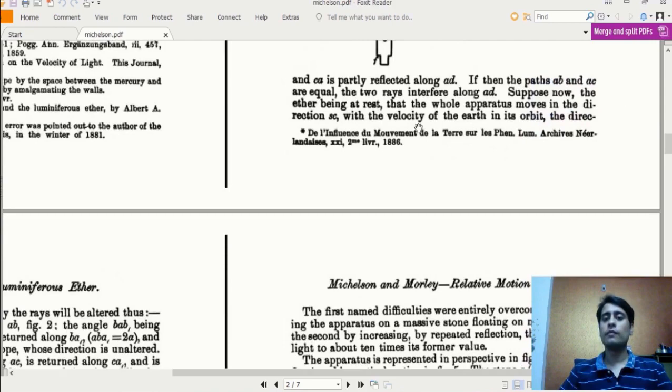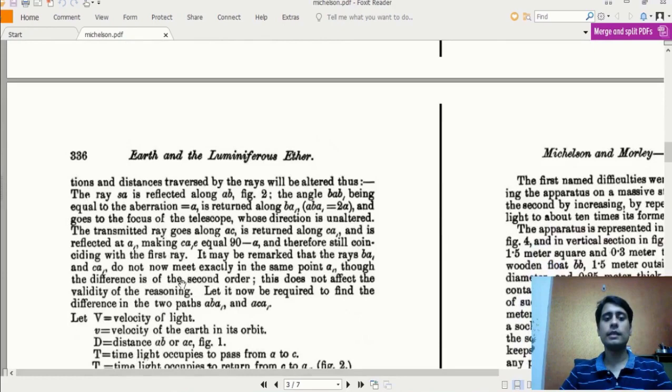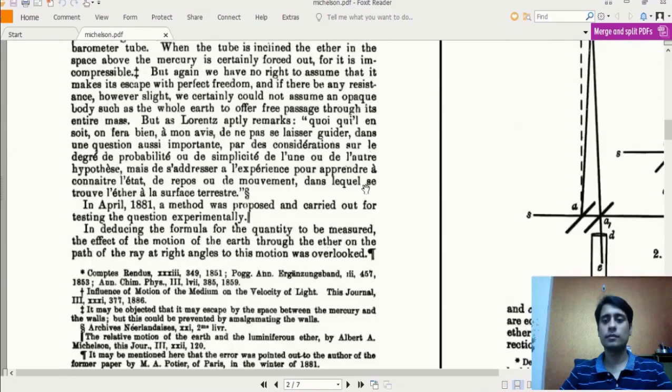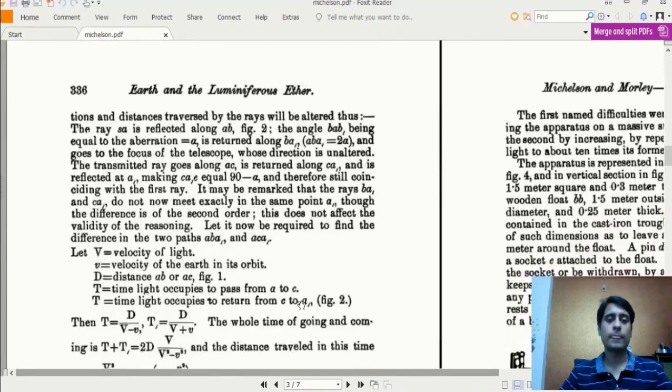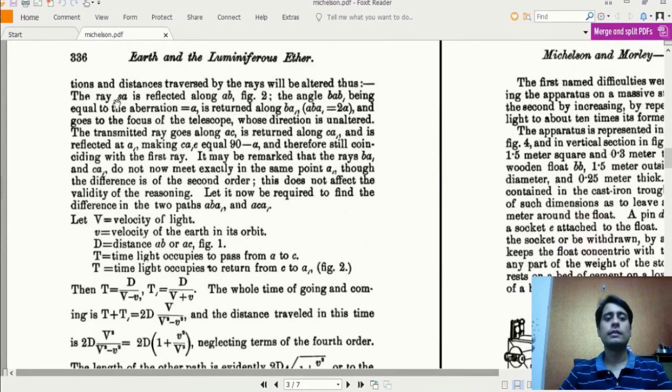The direction and distances traveled by the rays will be altered. Thus the ray SA is reflected along AB. In figure 2, the angle BAB prime, here the prime is written in the subscript, so you must be aware of this, the angle BAB prime is equal to the aberration alpha.